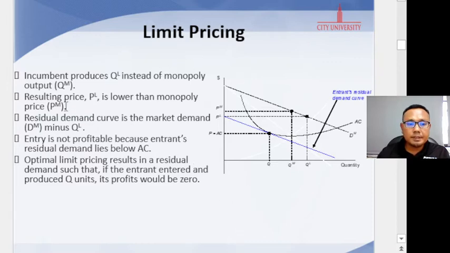Alright, in this limit pricing, you can see the incumbent reduces output, the incumbent produces QL instead of the monopoly output, QM, right? So that means if you produce this QL, it results in price PL. Okay, that means you can see the price must be below PM, it's lower than the monopoly price. And the residual demand curve is the market demand.